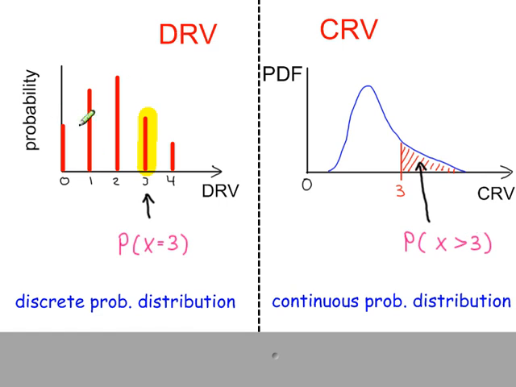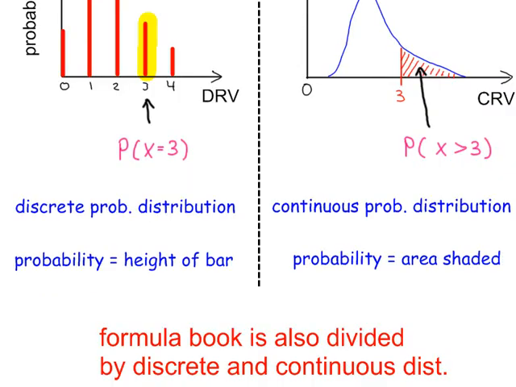For the discrete random variable, if you were to add up the heights of each individual bar, if you add them all together, that would total 1. So for continuous variables, it's the area that's shaded that represents the probability, and for discrete variables, it's the height of the bar.